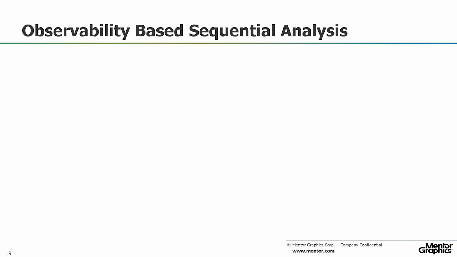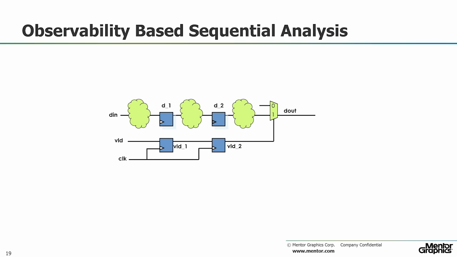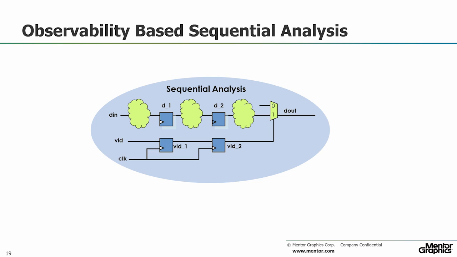In this circuit, when the signal VLD2 is low in a clock cycle, the value at the output of the register D2 would not be observable at the output of the mux, which means that the write which would have happened one cycle back on register D2 is redundant. Similarly, the write that would have happened 2 cycles back on register D1 would be redundant. This process of identification of redundant writes across multiple clock cycles is called sequential analysis of the design.